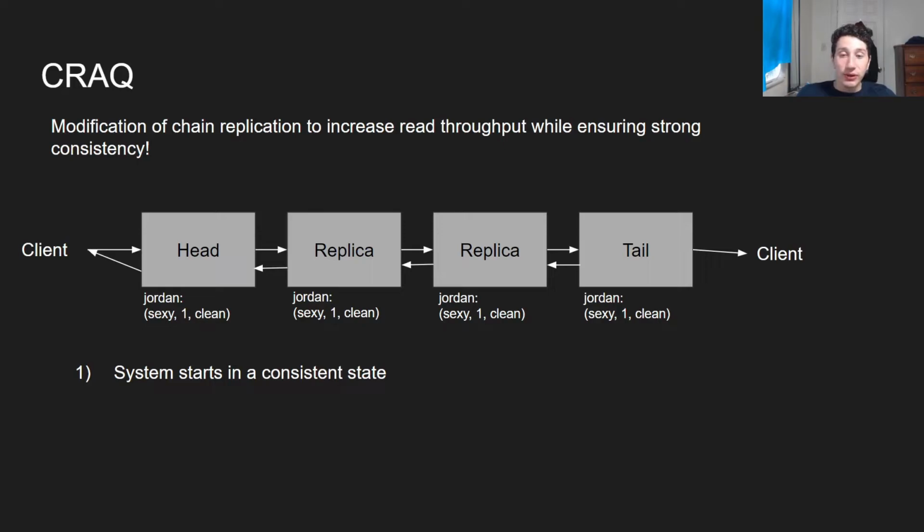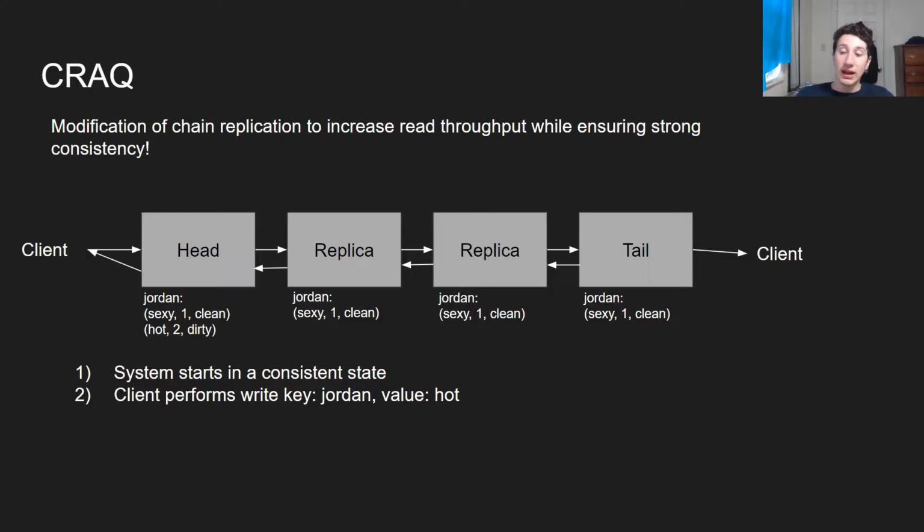Well, let's imagine first that we have this kind of chain replication setup right here, and then it's going to start in a consistent state. So everything that you see right here, every replica, has the key Jordan and the value sexy. And right now, look at 1 and clean. 1 is known as the version number, and clean I'll describe in a second.